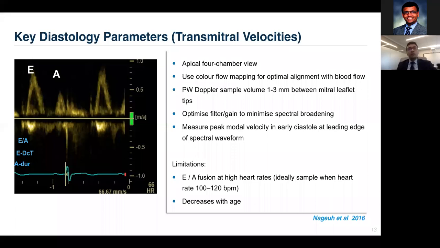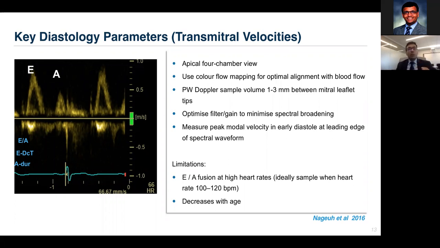The transmitral E and A velocities are usually acquired in apical four-chamber view using color flow mapping for optimal alignment with blood flow. The pulse wave Doppler sample volume should be 1 to 3 millimeters between the mitral leaflet tips, optimizing the filter and the gain settings. And then you measure the peak modal velocity in early diastole at the leading edge of the spectral waveform.